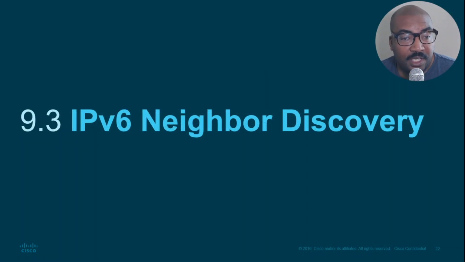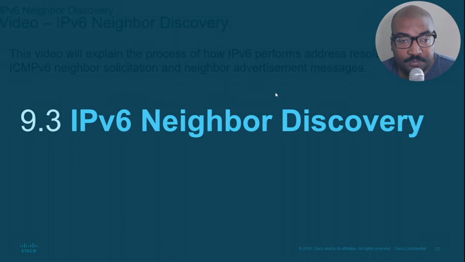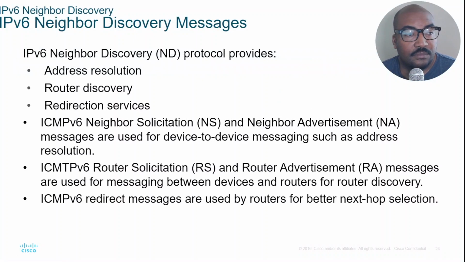All right, IP version 6 neighbor discovery. IP version 6 discovery protocols include address resolution, router discovery, and redirection services. Neighbor solicitation messages are used for device-to-device messaging, such as address resolution. Router solicitation, so the router gives out the information, very important. Router advertisement messages are used between devices and routers for router discovery. Redirect messages are used by the router for the next hop selection.